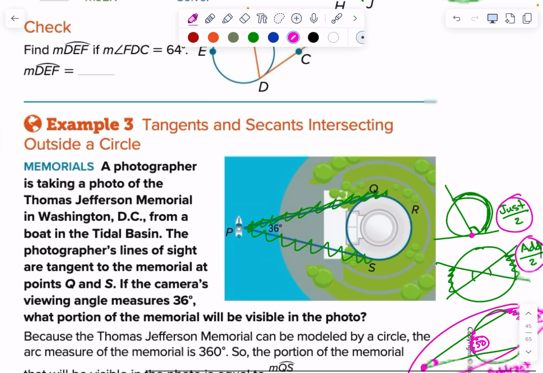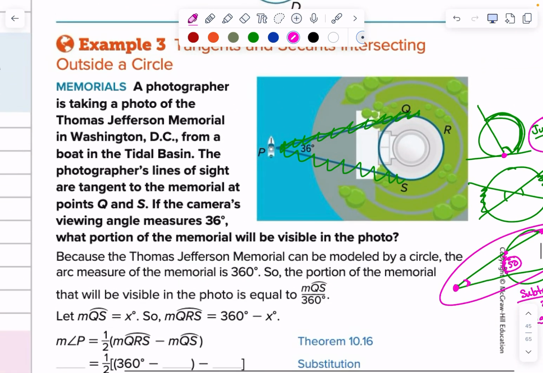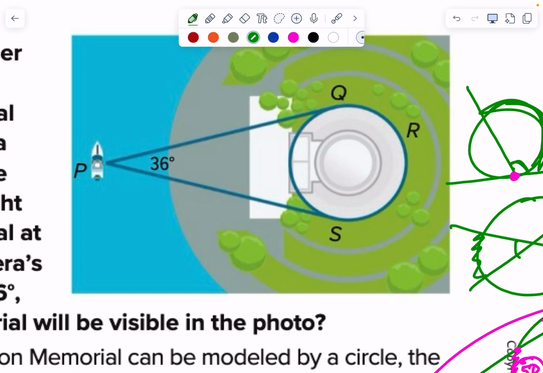Let's go to the next one. Do we have anything else besides that one? Okay. We haven't figured this one out. They give me that this angle is 36. This is a hard one. I know that whatever this arc is and whatever this arc is, I subtract those two and divide by 2 and that gives me 36. So we have to think about this a little bit.